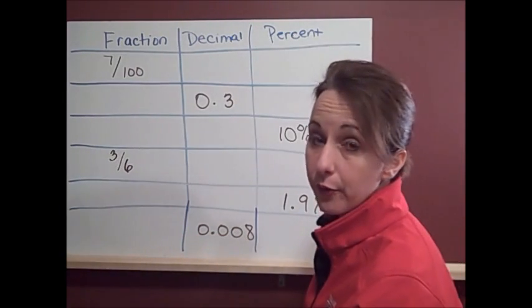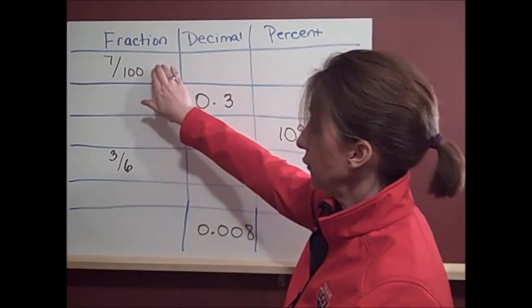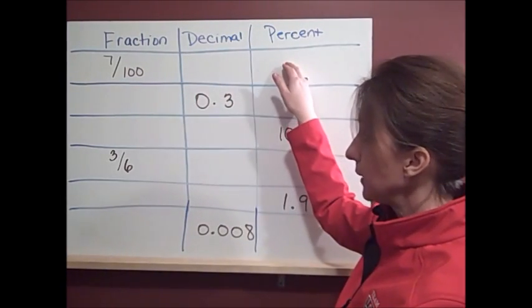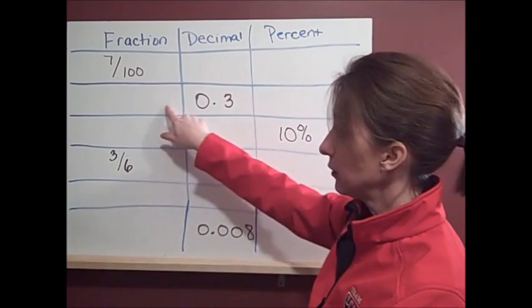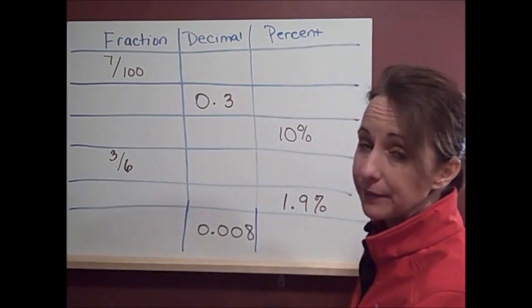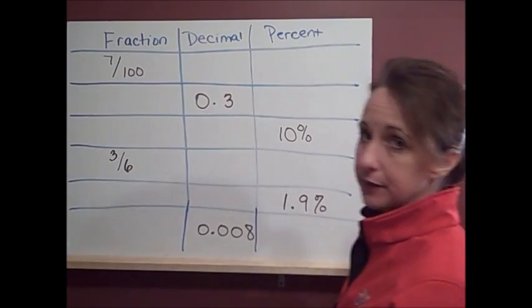Now it's time to show what you know. This is your fraction. You go back and follow your rules and convert it to a decimal and a percent. Here's your decimal. Fill in the other 2 boxes. Complete this chart and come back to see how you did. All right, let's see how you did.